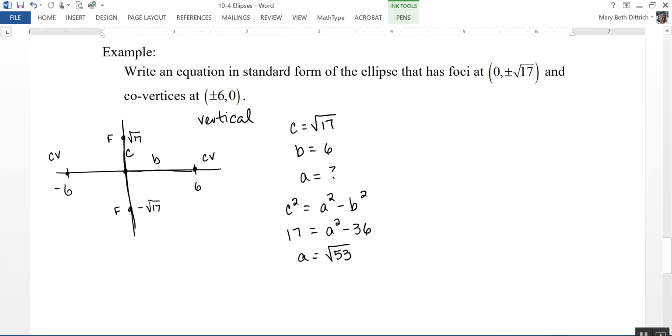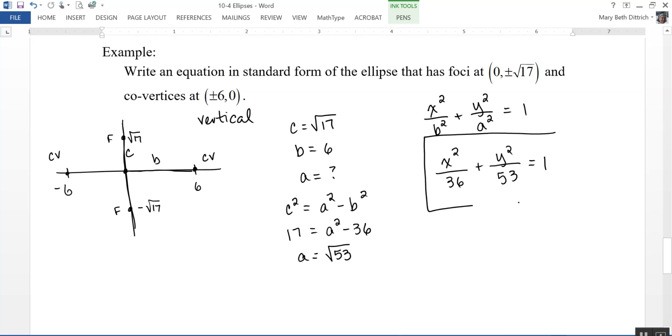So I know that this is going to be a vertical ellipse, so it's going to be in the form x squared over b squared plus y squared over a squared. Remember, a is always going to be bigger, and if it's vertical, the bigger number is going to be under y, is equal to 1. So x squared over 36 plus y squared over 53 is equal to 1. And there's my equation for that ellipse.